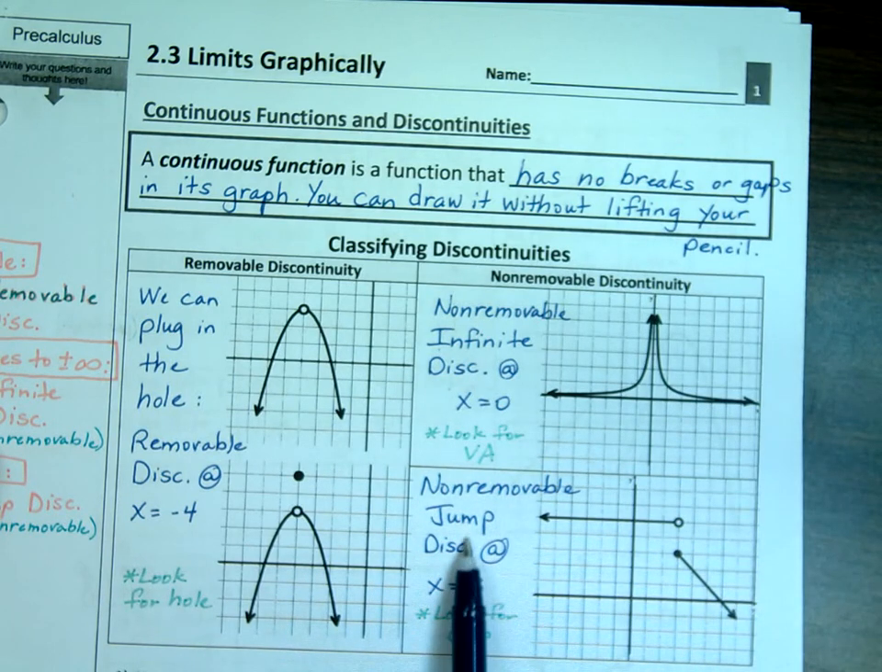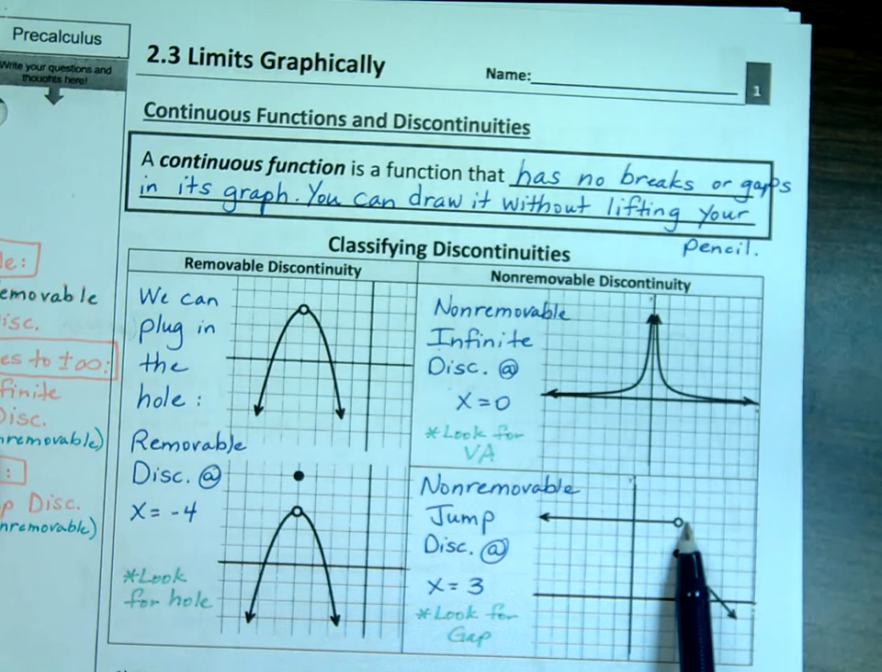Or you have a non-removable jump discontinuity. That's where it jumps from one place to another. I can't connect them. Just plugging a hole is not going to be enough for me to do. So it's called a non-removable jump discontinuity, and it's whatever the x value is that you come to where you've got that jump. So you're looking for a gap when it comes to jump discontinuities.